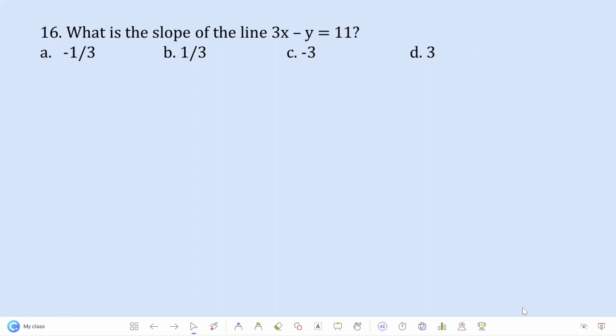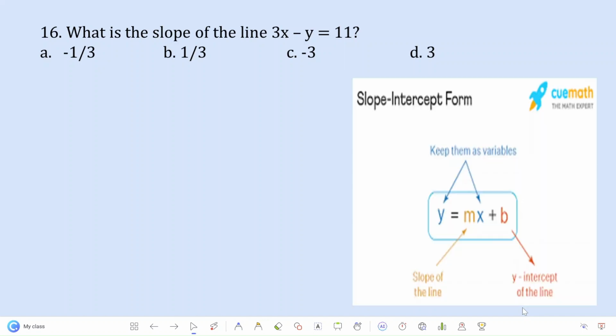Meron pa tayong iba't ibang formula ng slope, pero ang i-discuss natin ngayon ay ang slope-intercept form. Ang slope-intercept form, ito yung y is equal to mx plus b. Ang m dito, this is the numerical coefficient of x, at ang b naman or ang y-intercept, ito yung constant. Ang y-intercept nga po pala, ito yung value ng y kapag ang x natin is equal to 0. So, yan po ang ating slope-intercept form.